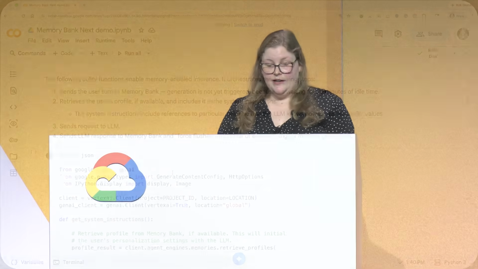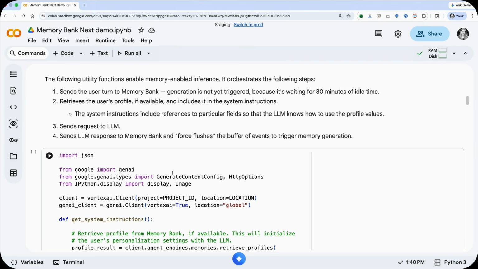So here I'm just defining a couple of utility functions. I'm not using an agent here because I want to be very demonstrative on what I'm doing. But essentially, I'm just streaming an event to Memory Bank, not triggering extraction yet, and then I'm retrieving the profile that I have available on a user, stuffing it into the system instructions, then passing it to the LLM and passing the LLM's response back to Memory Bank so that it can process it, so that I have information available for the next interaction.